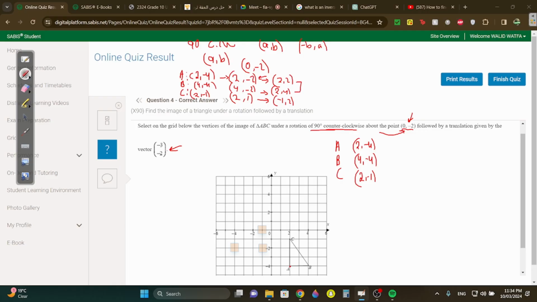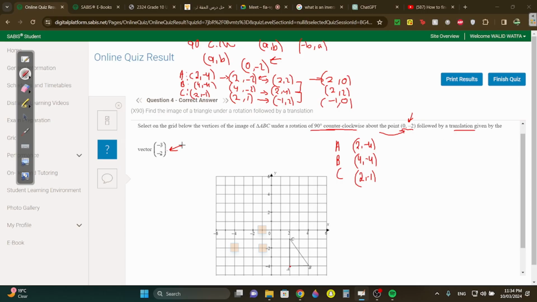Now, since we know the translation we have to apply to this point, you can easily find it. 0, negative 2, 2, 2. 0 plus 2 gets you 2. Negative 2 plus 2 is 0. 0 plus 2 is 2. Negative 2 plus 4 is 2. 0 plus negative 1 is negative 1. Negative 2 plus 2, 0. You get 3 points. Now we're not done.